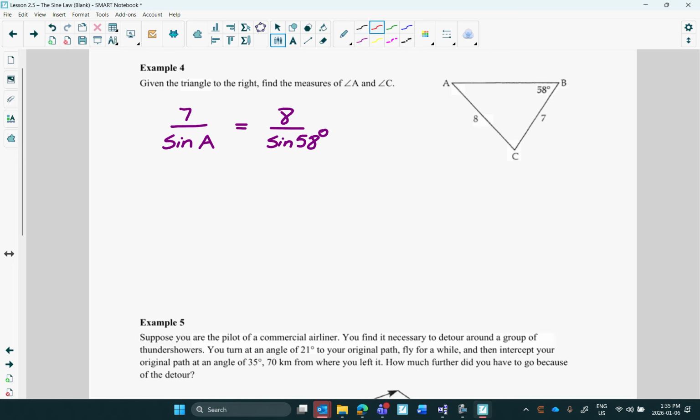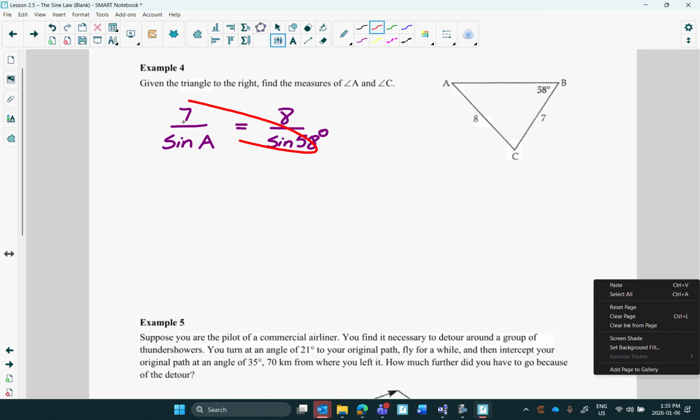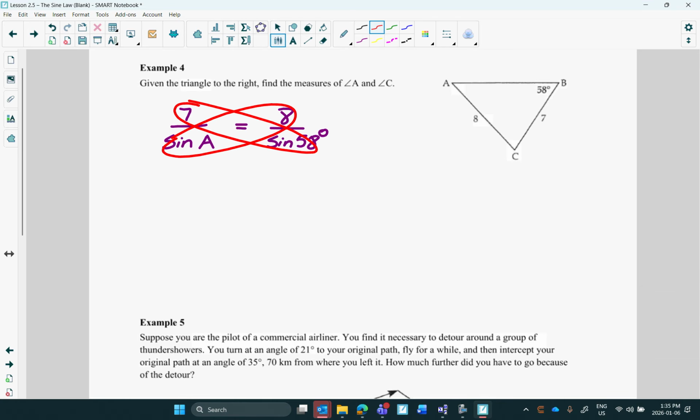And again, just like we did finding the missing side, cross multiply to clear the fractions. So I get 8 times the sine of A equals 7 times the sine of 58 degrees. I need to get capital A by itself, so the first thing I need to do is get rid of that times 8.